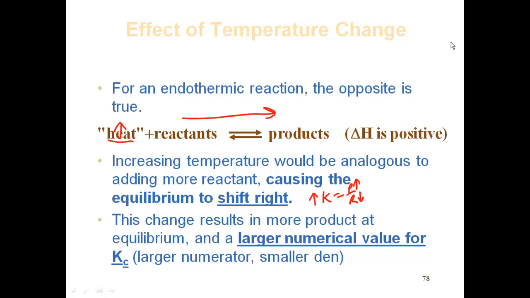So in summary here, we're saying if I add temperature to an exothermic reaction, my K will get smaller. If I add temperature to an endothermic reaction, my K will get larger.